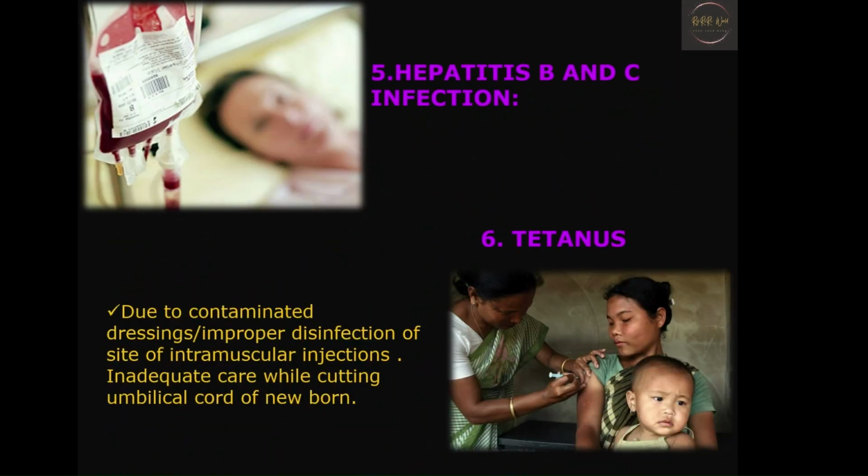Now, coming to hepatitis B and C, the healthcare-associated transmission is the second most common HBV and HCV transmission route. Here, the reuse of needles and syringes was a mechanism for patient-to-patient transmission of HCV and HBV.